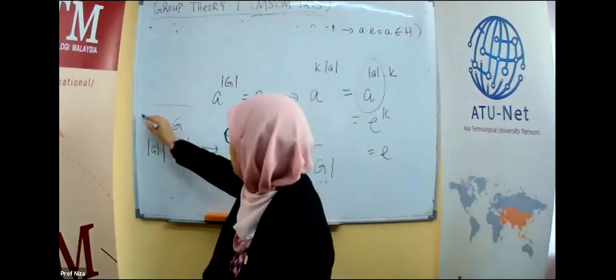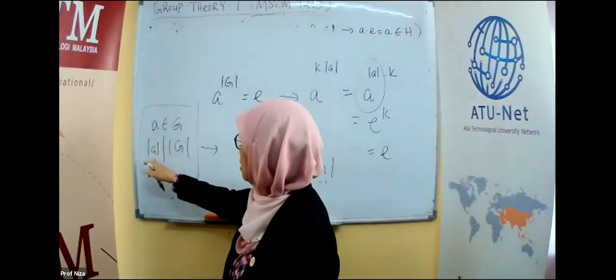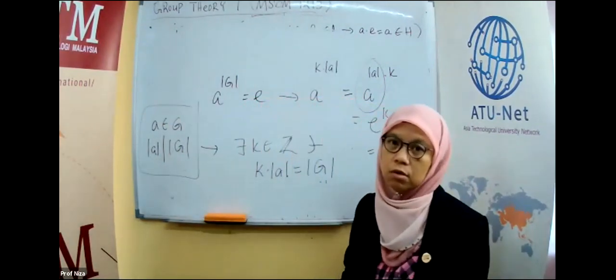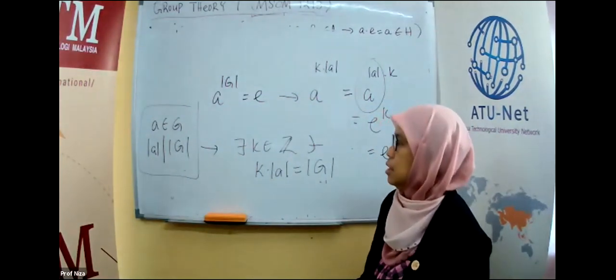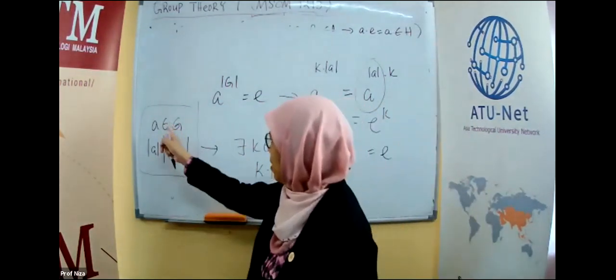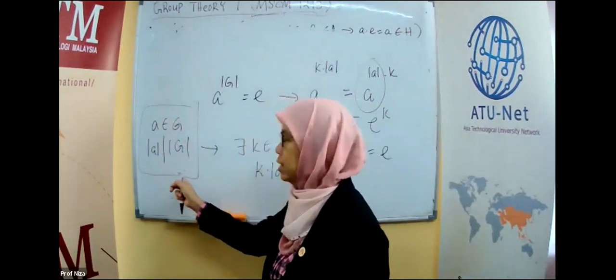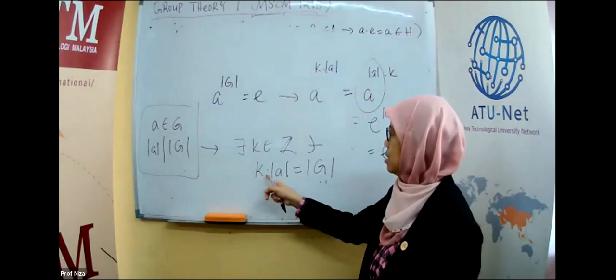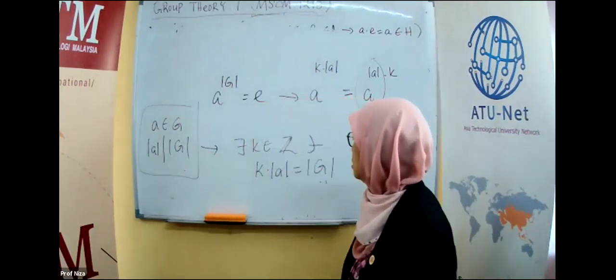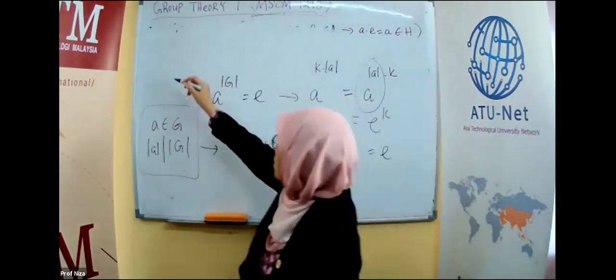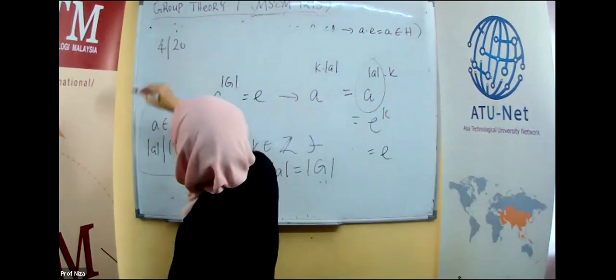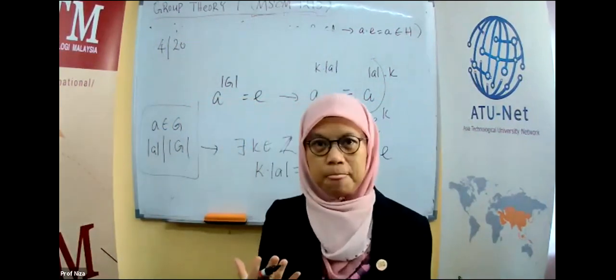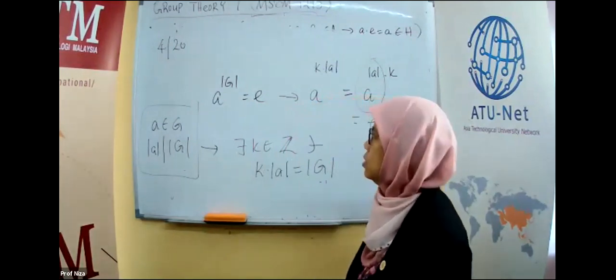So using the fact that the order of an element divides the order of the group G, you have to know what it means by divide: a factor of. That is, there is an integer k such that k times the order of A is the order of G. That's why we're saying that 4 divides 20, right? Because there is a 5. 4 times 5 is 20.